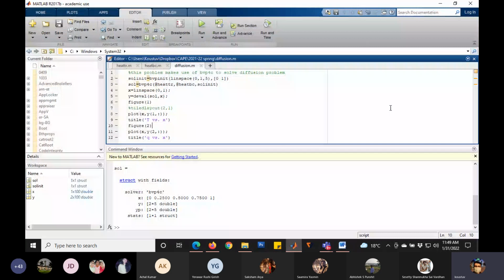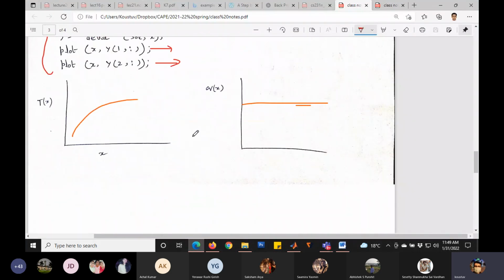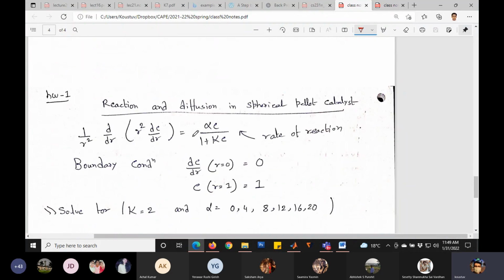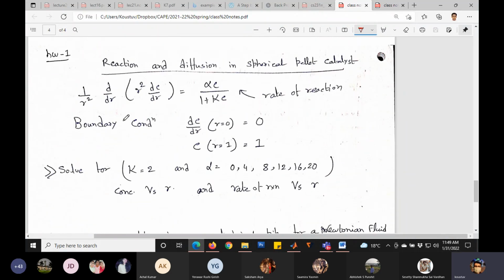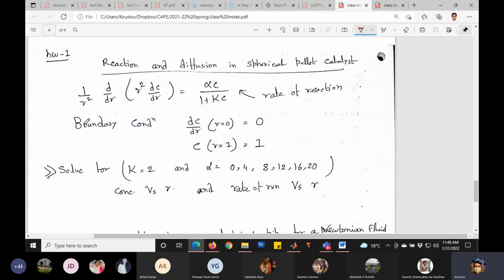Okay, now let me go to this MATLAB file. So now, yes, here. What I have written is homework 1, homework 2. So basically, you can practice this. It will help you in understanding the concepts more clearly.